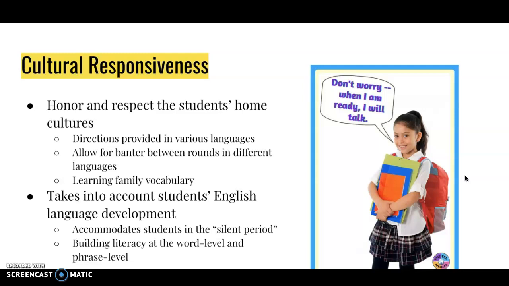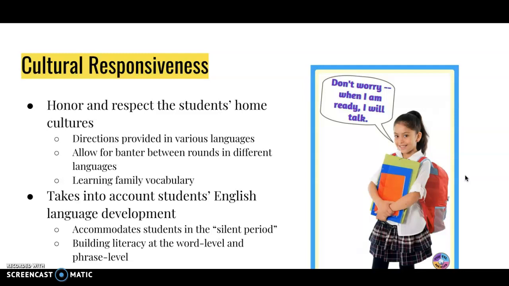It also took into account students' English language development levels, with accommodations for students in the silent period. So when students first get to the United States, they experience what's called a silent period. And it's basically what the picture says: when I'm ready, I will talk. So they sort of stay silent until they're ready to speak English. Silent periods can last anywhere from 1 day to over a year. It's different for every kid.